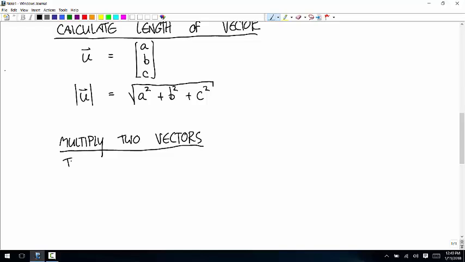There are 2 ways to do this. There's only one way to multiply a vector by a scalar, but the 2 ways, what are they? Yep, dot product, cross product.